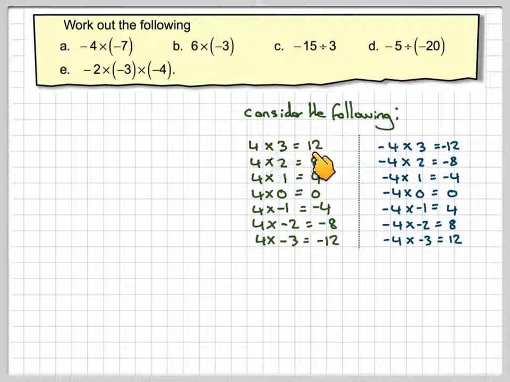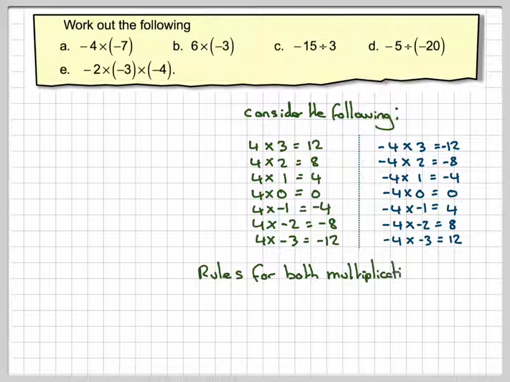So if we have a positive and a negative, we end up with a negative, and a negative and a positive, we end up with a negative, and when we have a positive times a positive, we end up with a positive. So these are the rules, and these apply also to division, because division is the opposite of multiplication.